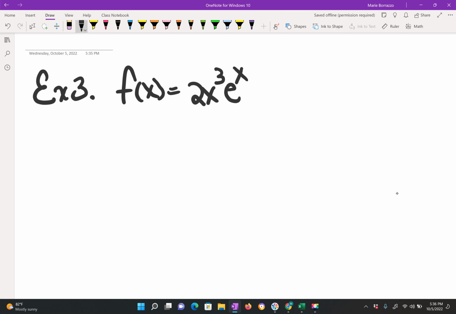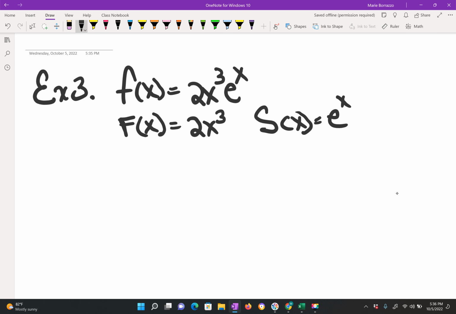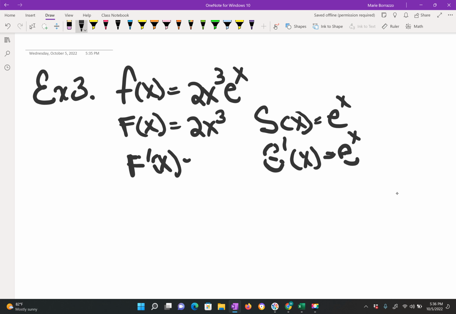So what do you think the answer is to this? 6x squared e to the x. Remember there's an f of x, which in this case is 2x cubed, and there's your s of x, which is e to the x. The derivative of e to the x is simply e to the x. The derivative of this f of x is simply 6x squared.